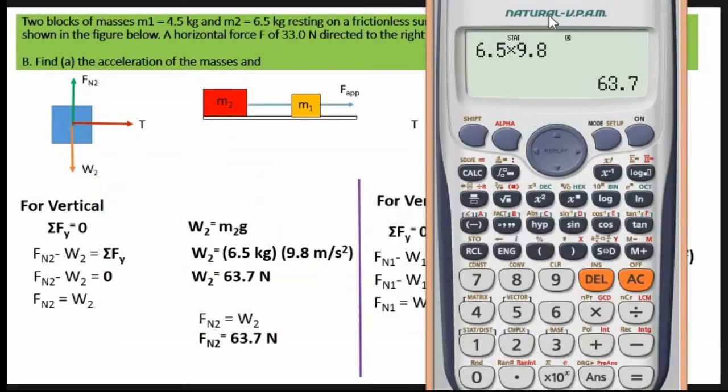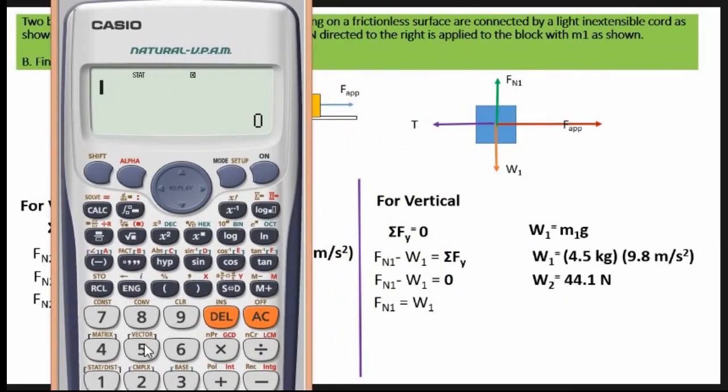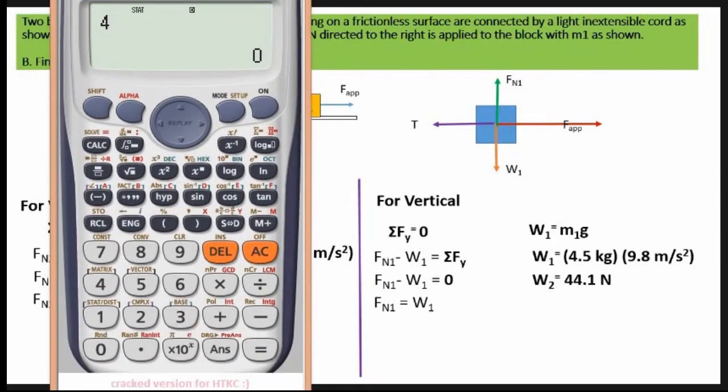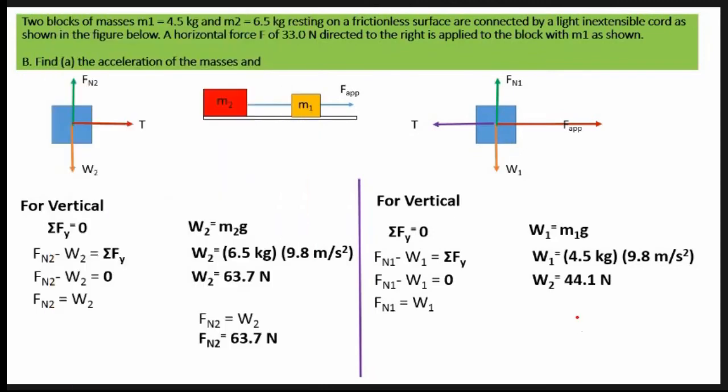Okay, let's check. 4.5 times 9.8. Oops, what am I doing here? Okay, 4.5 times 9.8, and then yes, you got 44.1 Newton.